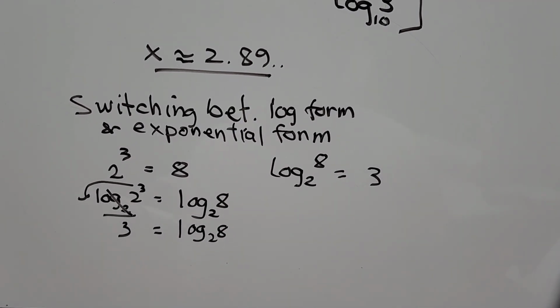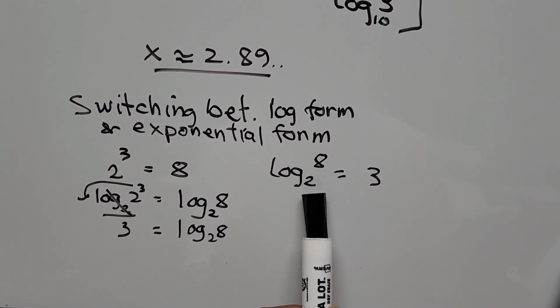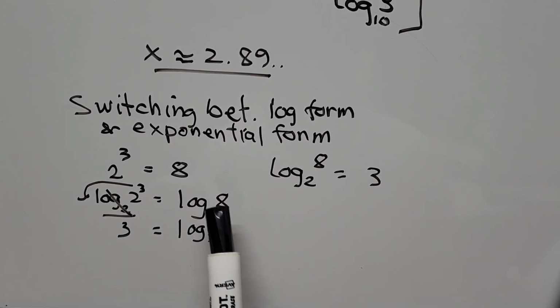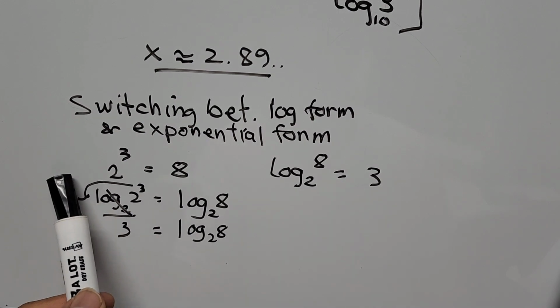And now if you take a look at the right, that is the same as what is written on here, log base 2 of 8 equals 3, right? So we ended up on the opposite side of the coin, going to logarithmic form from exponential form.